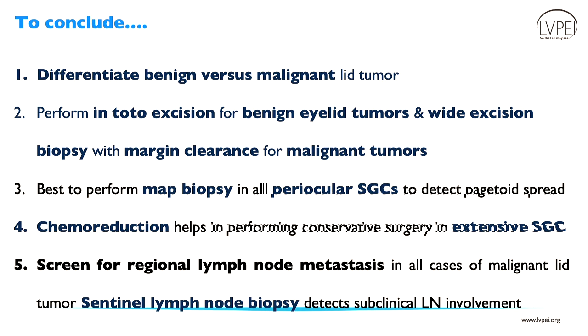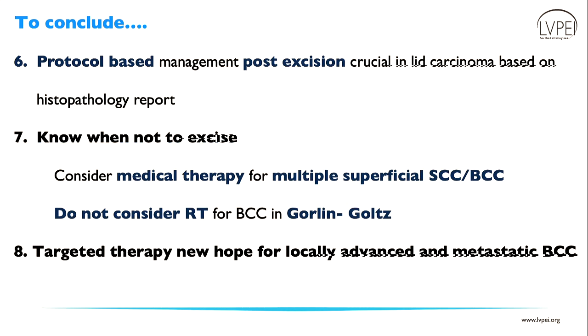To conclude, differentiate benign versus malignant, perform in toto excision for benign lesions and wide excision with margin for malignant lesions. Best to perform map biopsy for all periocular SGCs. Chemoreduction helps in performing conservative surgery for extensive SGCs. Screen for regional lymph node metastasis.